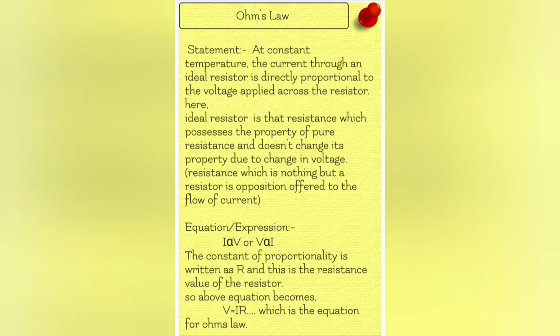Resistance, which is nothing but a resistor, is opposition offered to the flow of current. Equation or expression: I is directly proportional to V, or V is directly proportional to I. The constant of proportionality is written as R, and this is the resistance value of the resistor. So the above equation becomes V equals IR, which is the equation for Ohm's law.